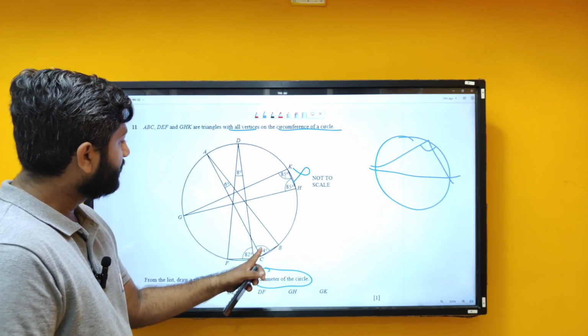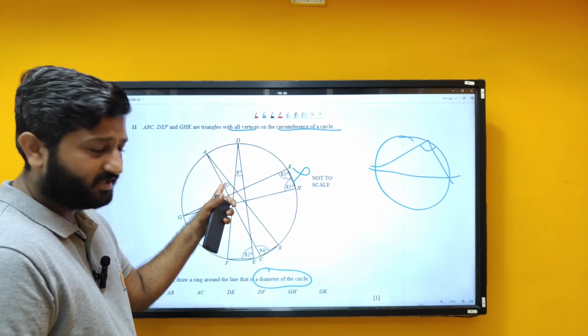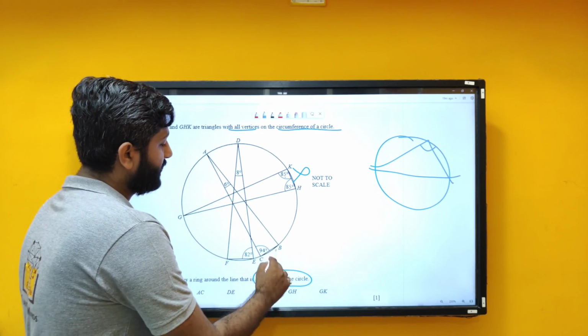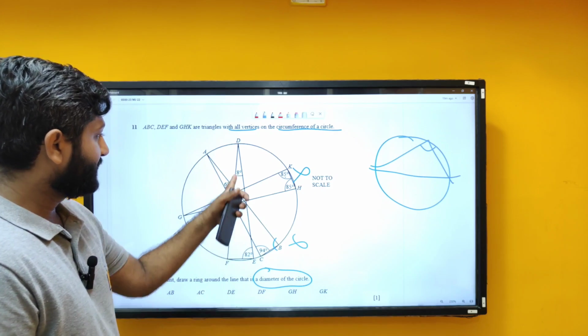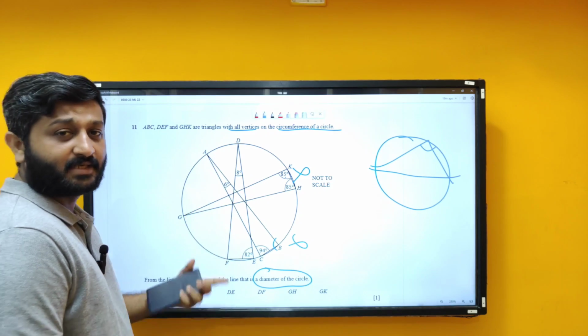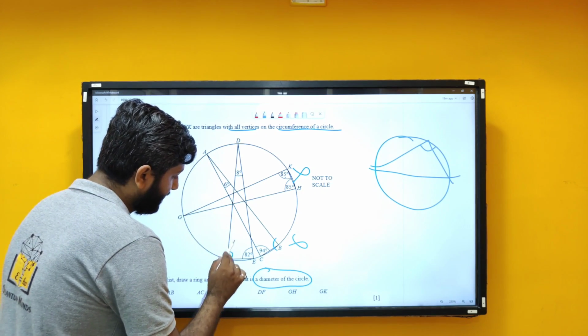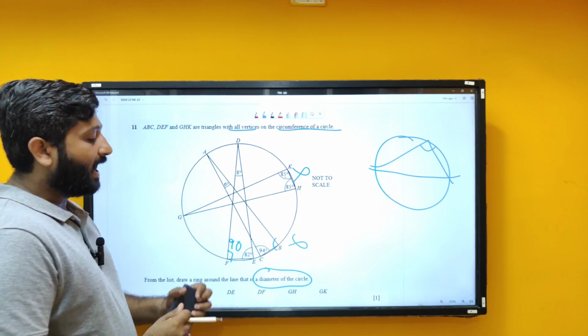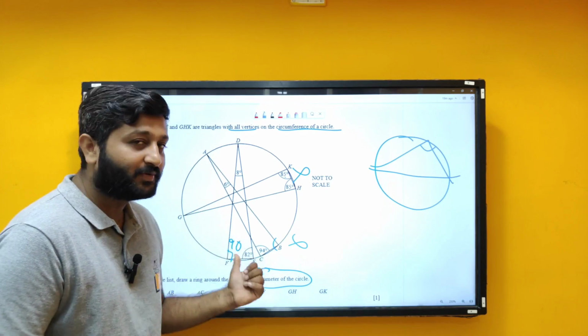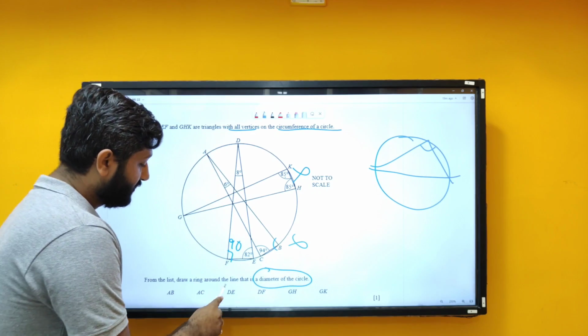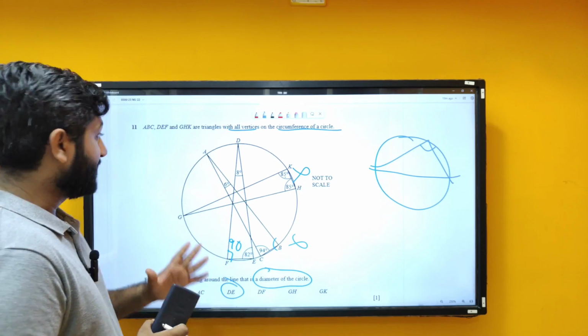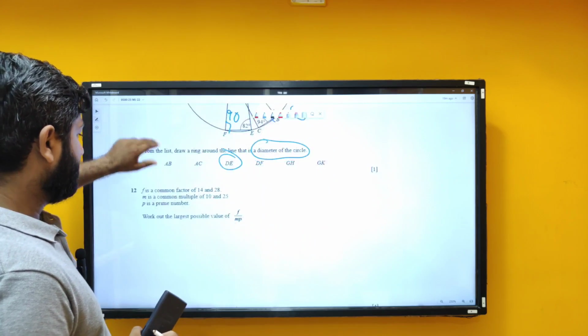Here we have 94. 94 plus 6 is 100. So this is going to be 80. So this is also not the right angle triangle. Now see, this is 82 and it is 90. So obviously this is 90 degrees. So the side opposite to the 90 degree angle is my diameter. So my diameter is DE, right? Next question.